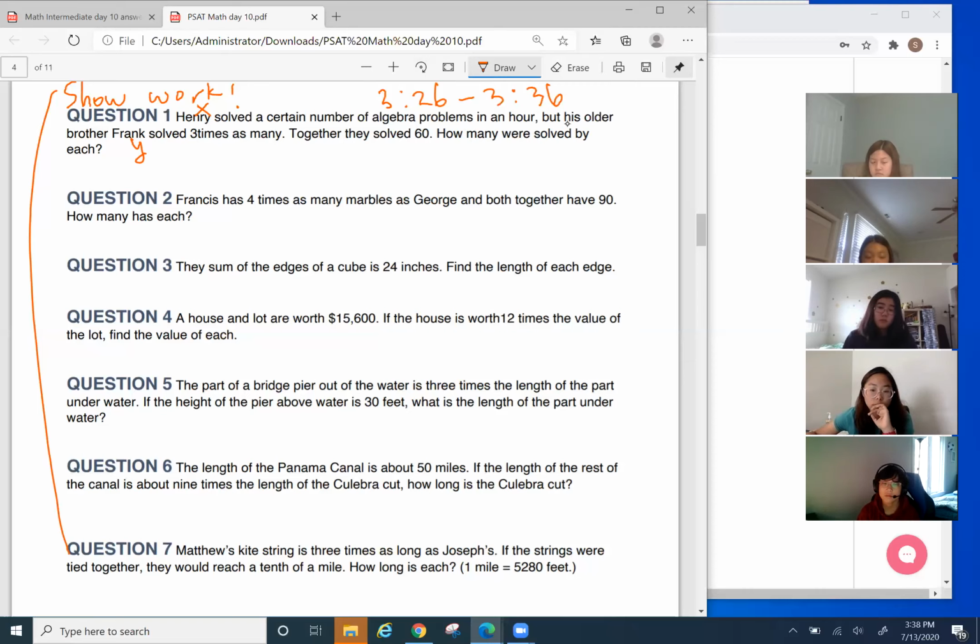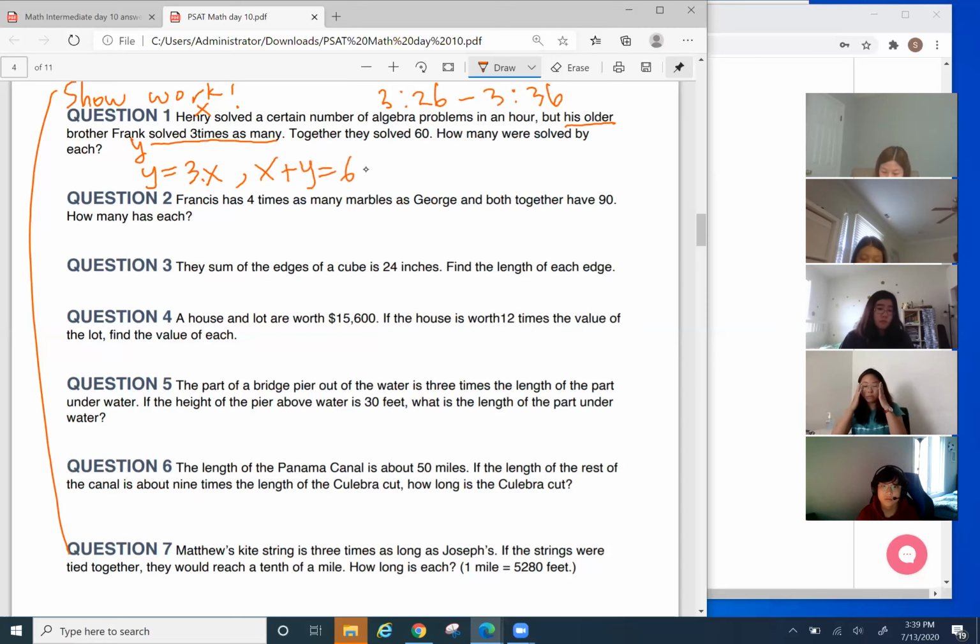Here they said the brother solved 3 times as many. So who solved more? Did Henry solve more or the brother solve more? Older brother Frank. Does that make sense? So his brother solved 3 times as many, means his brother is faster. Then you have to set it up as brother is equal to 3 times the slower one, Henry. So when Henry does 10 questions for X, his brother Y does 30 questions. Does that make sense? Okay, and together they solved 60.